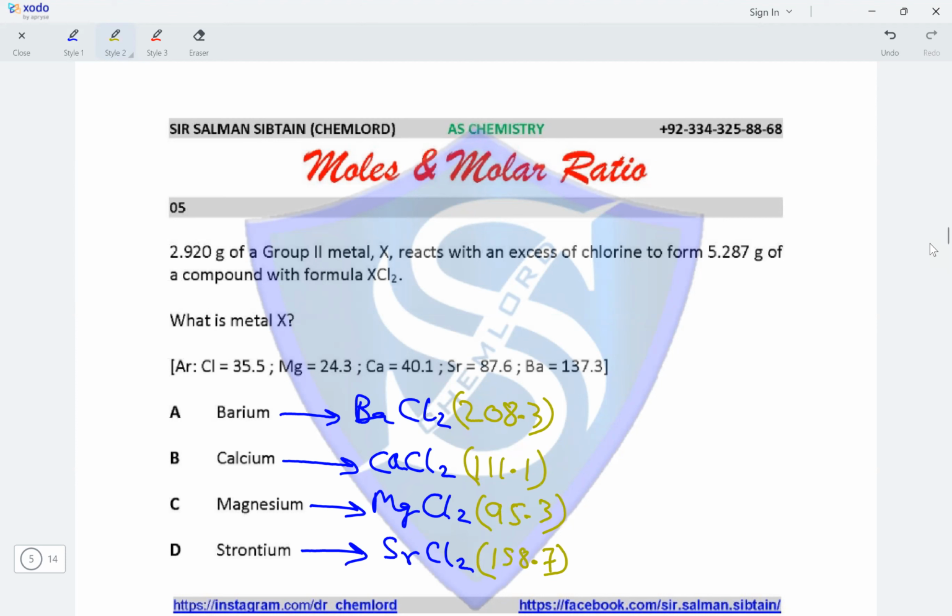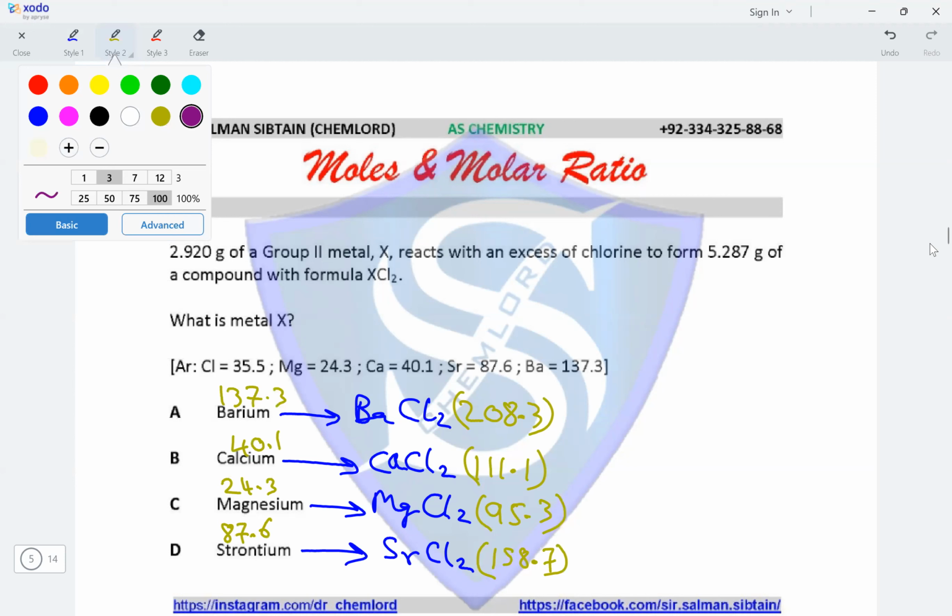So now the AR values have also been given. So we need the AR values as well. For barium, it would be 137.3. For calcium, it would be 40.1. For magnesium, it would be 24.3. And for strontium, it would be 87.6. So now we need to find out which of these elements will produce 5.287 grams of the chloride when 2.92 grams of the metal is used. So we need to perform separate calculations for each of these metals.